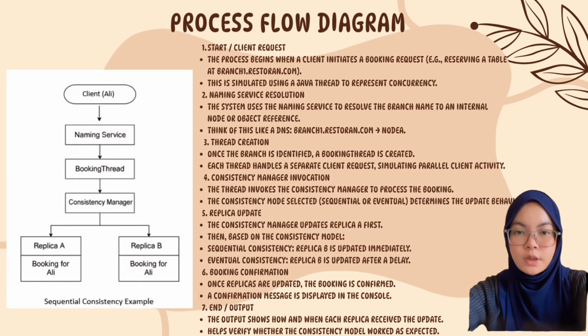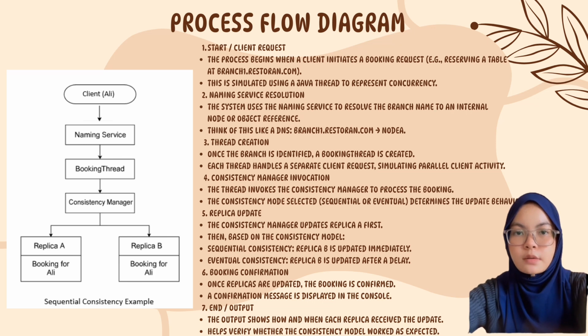Next is the process flow diagram. This diagram illustrates the full life cycle of a booking request in our simulated distributed system. The process flow breakdown: first is start or client request. The process begins when a client initiates a booking request, like reserving a table at branch1.restaurant.com. This is simulated using a Java thread to represent concurrency.